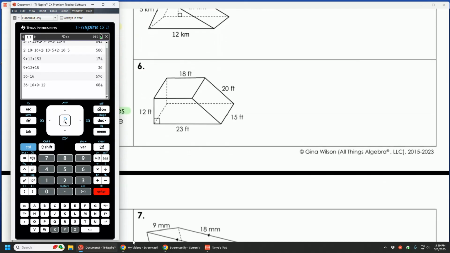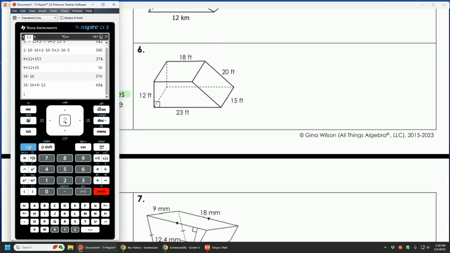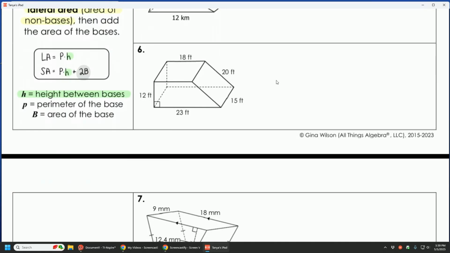Now let's look at number 6. So for number 6, this is a trapezoid prism. The front and the back are the bases. I'm going to highlight them. So the front and the back. Those are the bases. So I'm going to put B, B. Then height is whatever connects those two bases. So that's going to be that 15 right there. That's height.